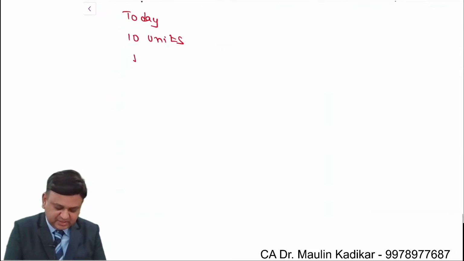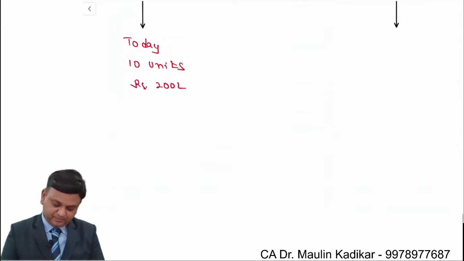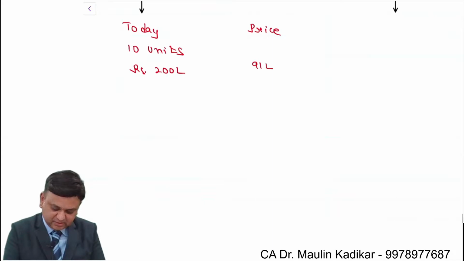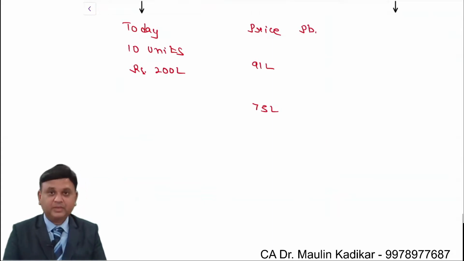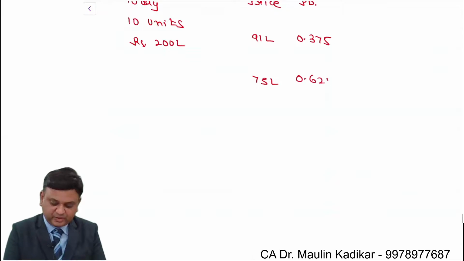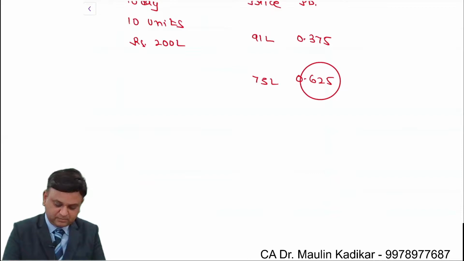And in that case, you will get an amount of rupees 200 lakhs. Now, after 1 year, the price may be 91 lakhs or it will be 75 lakhs. Probability, this is 0.375 and this is 0.625, and this 0.625 is found as a balancing figure. That is what we understand.